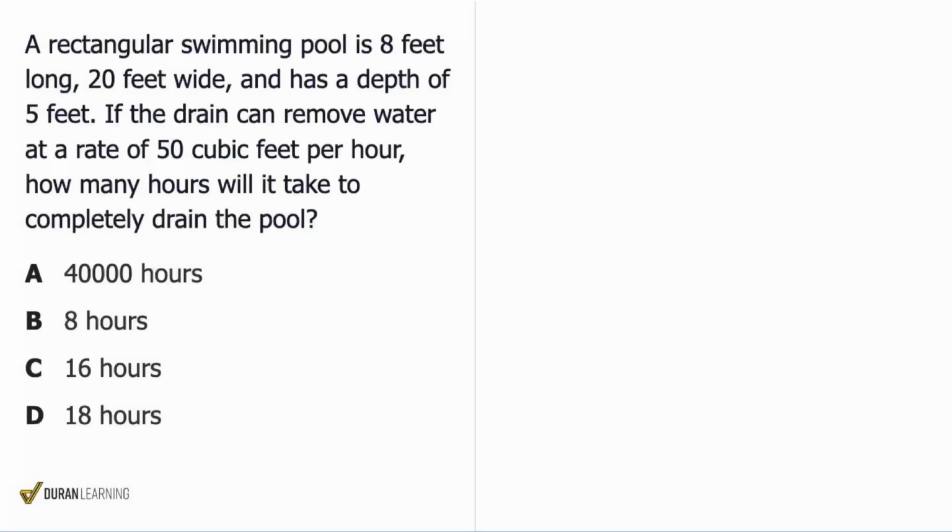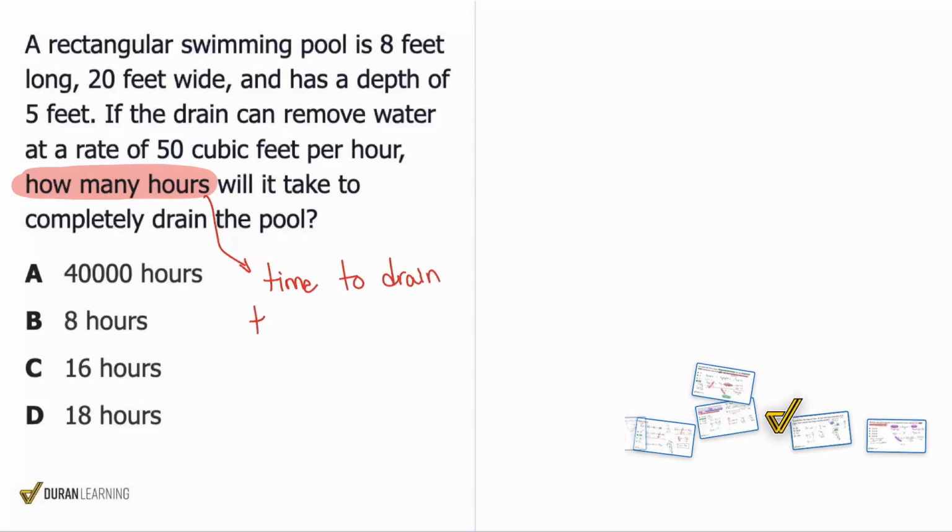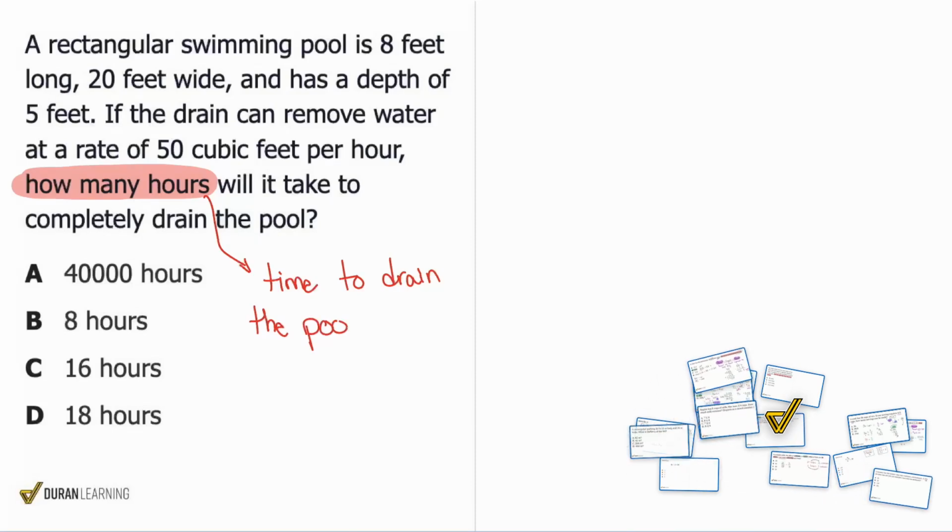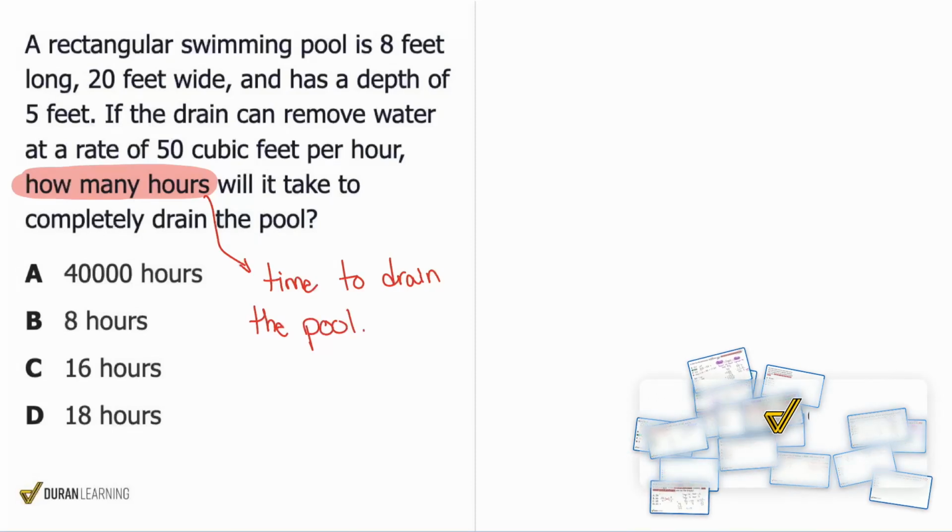I'll begin right over here and say, let me highlight it. How many hours? Right there. How many hours? That is time. So we are looking for the time it'll take to drain the pool. All right, sounds good.